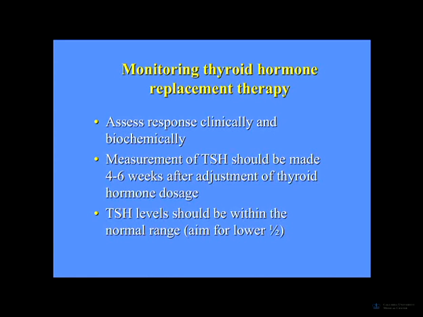And at the end, the TSH should be within the normal range, preferably within the lower half of the normal range. And if you are successful, this is what happens. This is our hypothyroid lady who, after 6 months, is much less puffy, much brighter, and very happy.